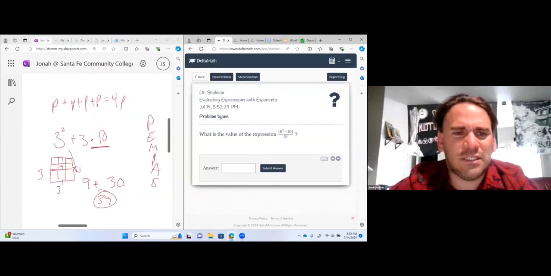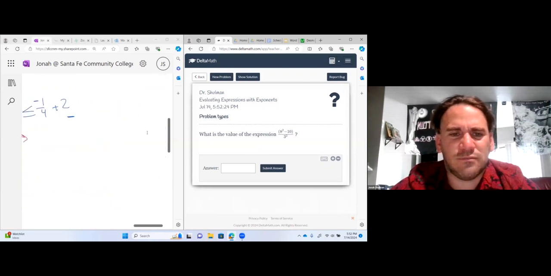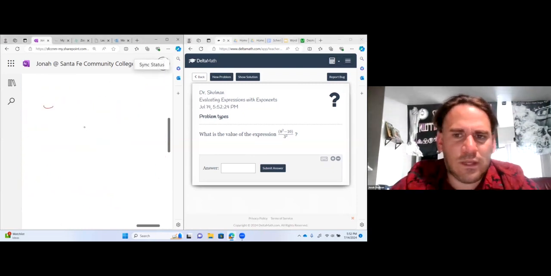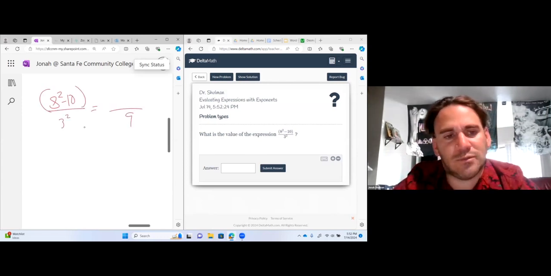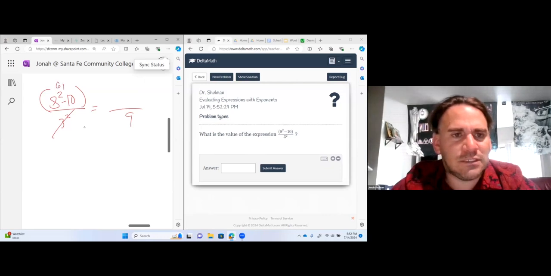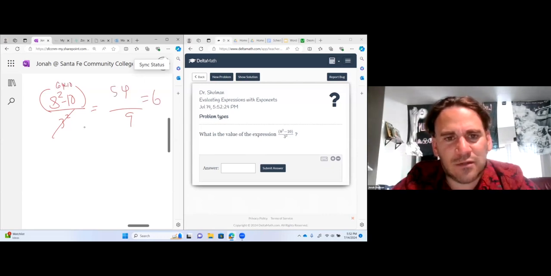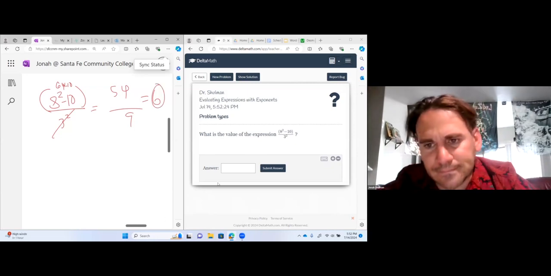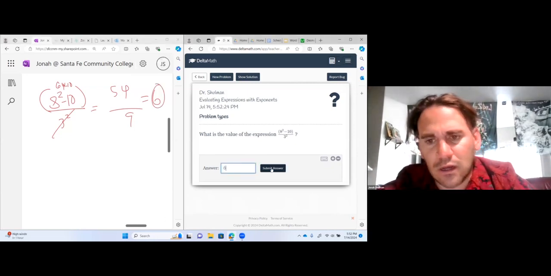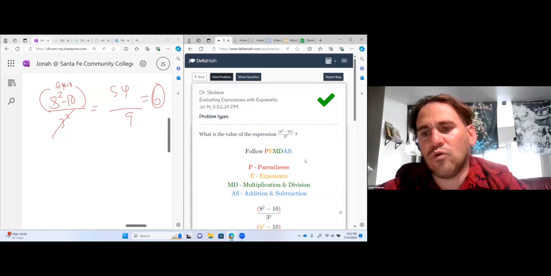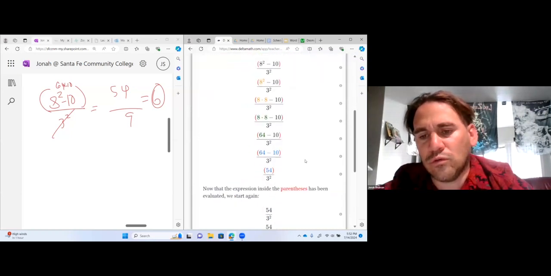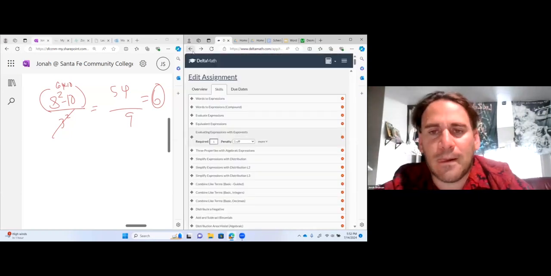Cool. Let's do one more just for fun. And just do them until they start making sense for you. So 8 squared minus 10 over 3 squared. I usually just do one side at a time. So that's 9. And this is 64 minus 10. This is 54 divided by 9, which is just 6. Ta-da! Cool. Ooh, 2 ways to do it. I like it.